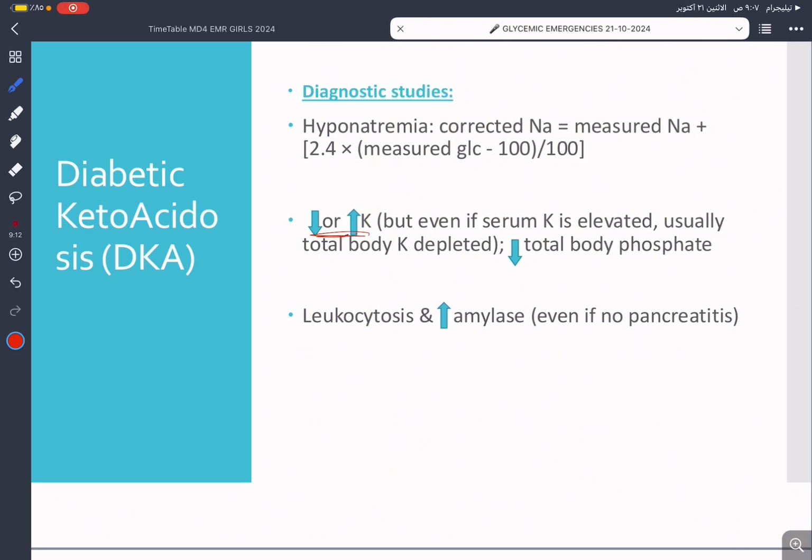Lipase and amylase. Any elevation of lipase or amylase will be considered pancreatitis, or it should be double or triple, three times the upper normal limit. Plus CT findings. So we don't need to have a CT finding. Sometimes we diagnose pancreatitis based on symptoms and laboratory investigations.